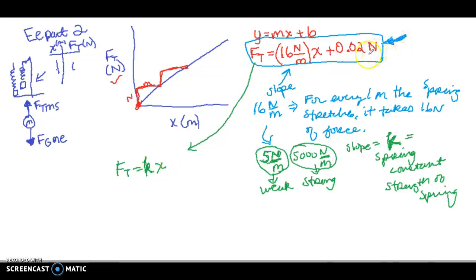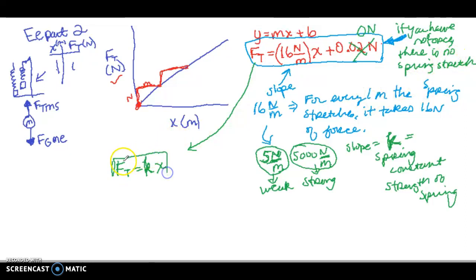Times x. And then this y-intercept should be 0, because that would make sense: if you have no force, you don't pull it at all, there is no spring stretch. So the equation that we get is this in general. And this is what is called Hooke's law, which you don't need to know exactly, but just so you know, that's what it's called.